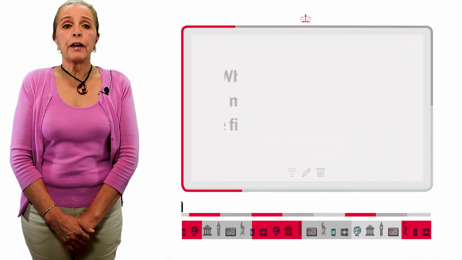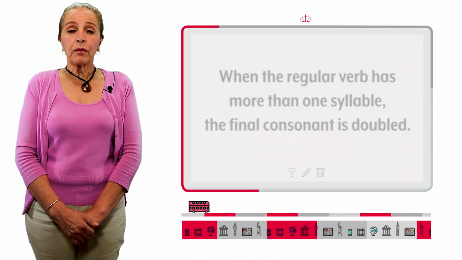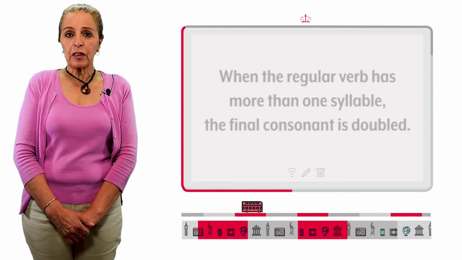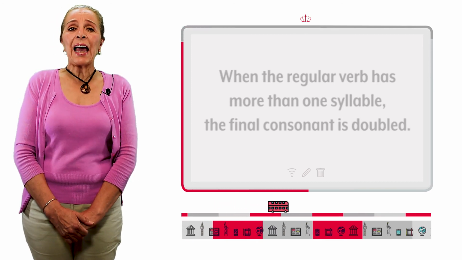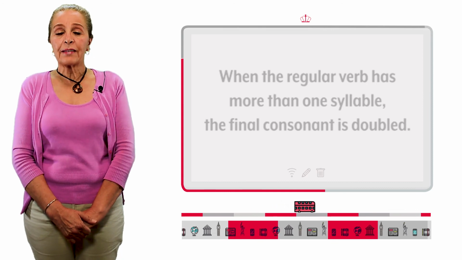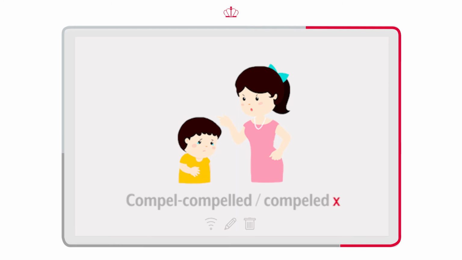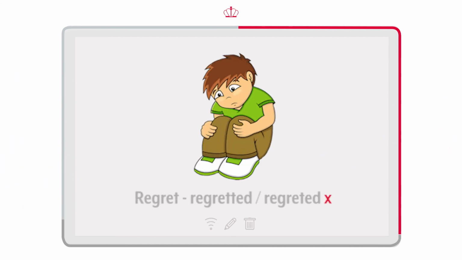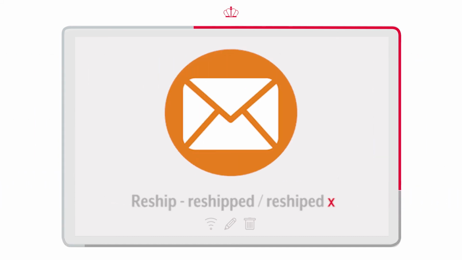When the regular verb has more than one syllable, in American English, the final consonant is doubled, but only when the tonic accent falls on the last syllable. Compel, compelled. Defer, deferred. Regret, regretted. Reship, reshipped.